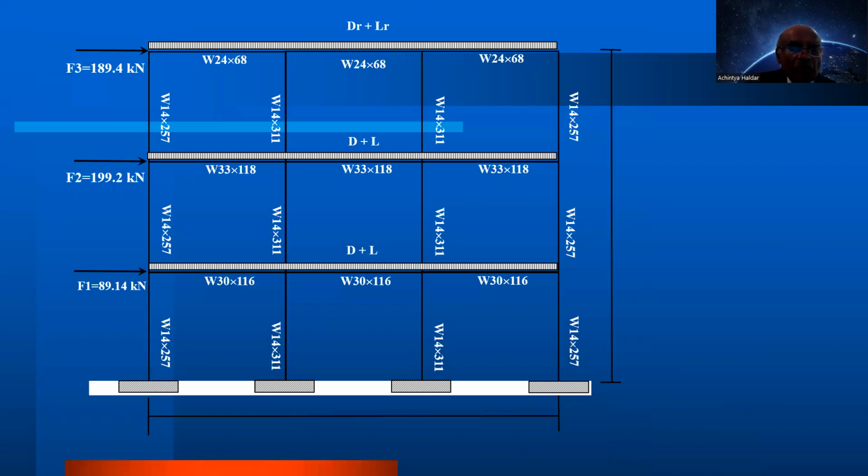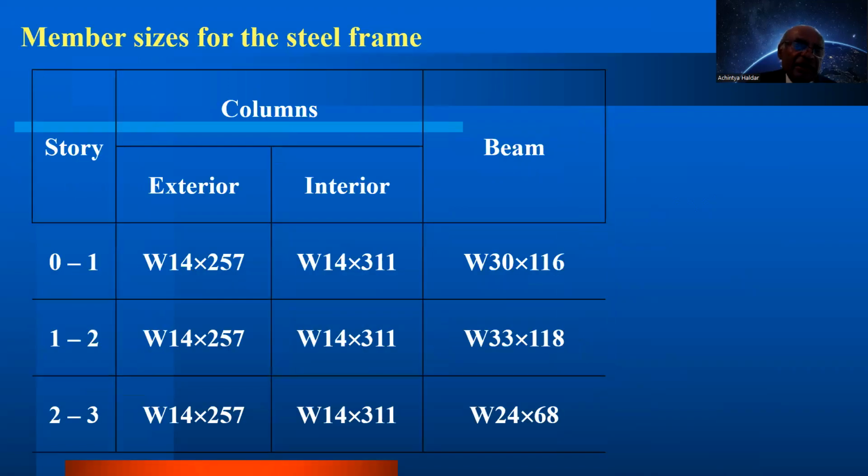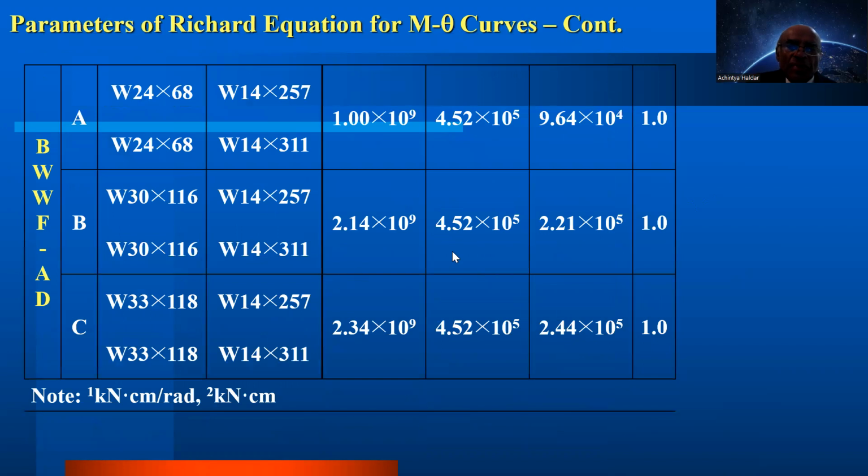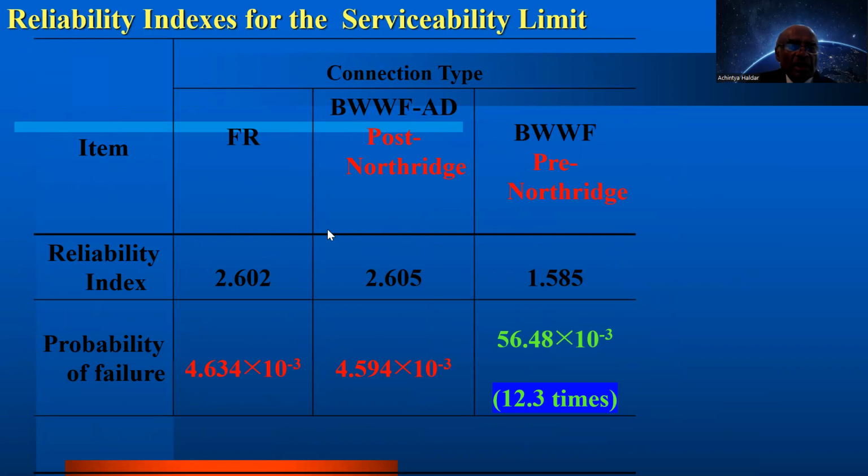So what we did, we took another 3-story frame and we put in all those members where we did the experiment. Professor Richard did the experiment, and these are the members they used. And then I'm going to give you the 4 parameters of the Richard model with pre-Northridge connection, and the other 4 parameters with post-Northridge connection. And look what happened. I calculated the probability of failure for serviceability and strength. And you can see what happened.